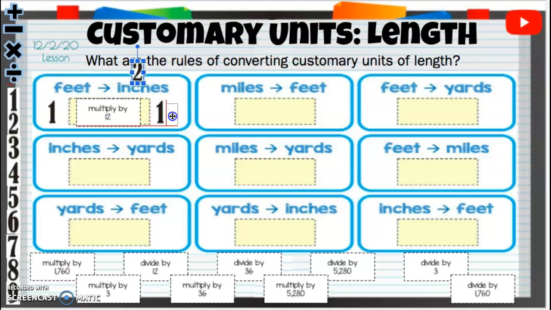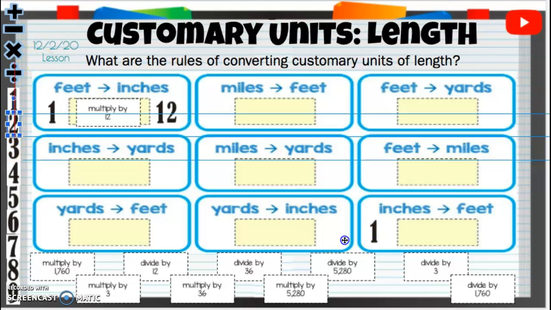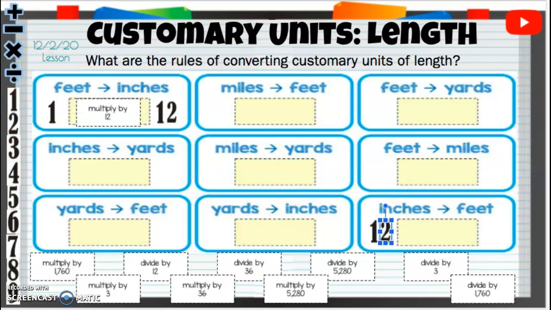Perfect. Now, if I go the opposite way, down here on the bottom right, inches to feet, again I know there's 12 inches in 1 foot, so I'm going to put the 12 inches on this side, and then 1 foot on this side. How do I get from 12 to 1? Follow that arrow. Remember those arrows? 12 to 1, I divide by 12. 12 divided by 12 is 1.